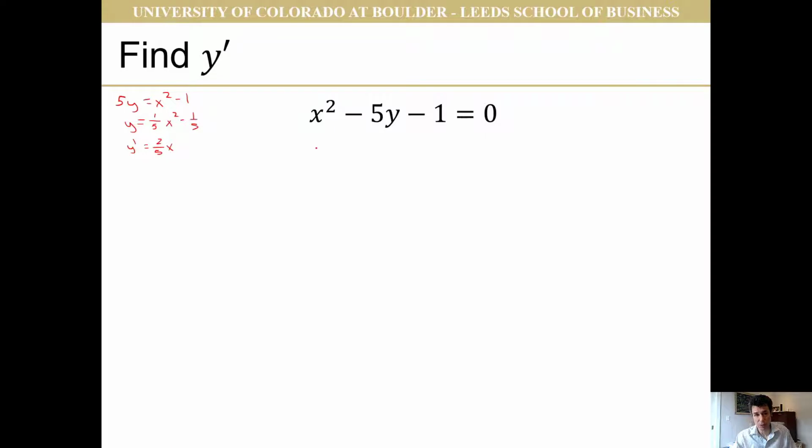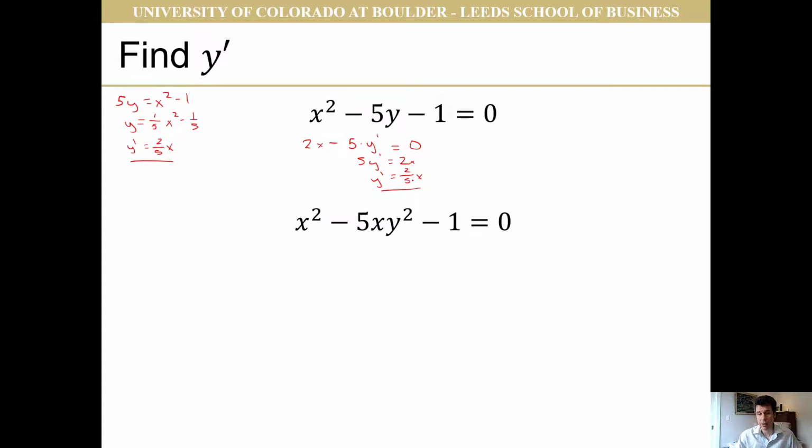We differentiate x squared, that's just 2x. We differentiate y: we reduce the exponent by 1, bring it down in front, so 1 times y to the 0, so we have minus 5. But again, when we take a derivative of y, we end up with a y prime. The derivative of 1 is 0, so 2x minus 5y prime equals 0. 5y prime equals 2x. y prime equals 2/5 x. Exactly the same answer as we got before.